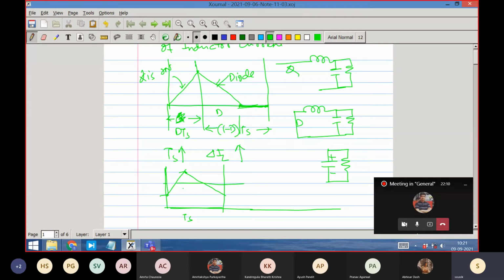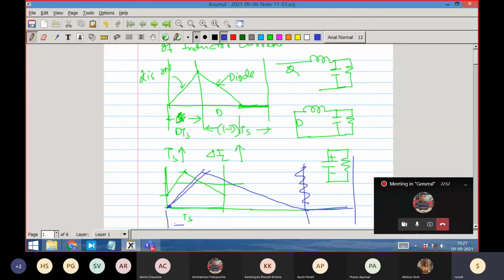So then what will happen? It will start, it will be 0. So delta IL will be so much. Delta IL, let us say, is 4 ampere. So that means it has to start from here. I'll do the same slope. Almost same slope, and then this thing. So this is one TS and this is another TS. Then after that it will remain at 0.